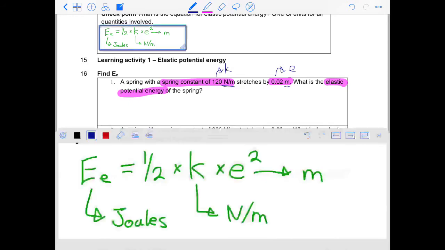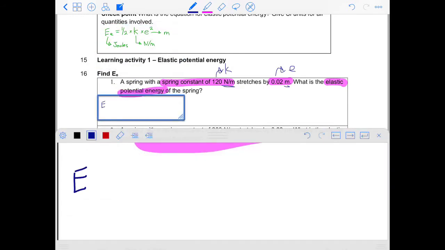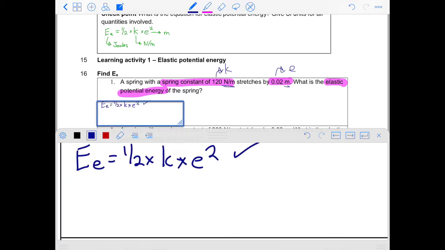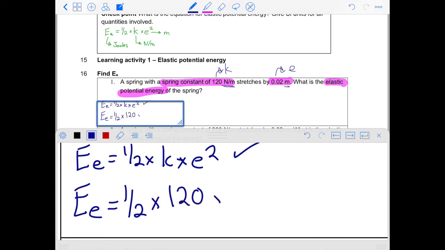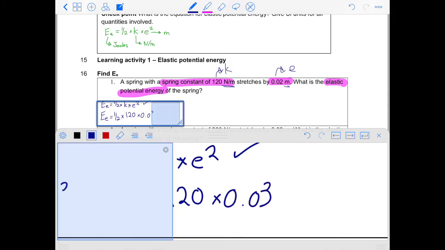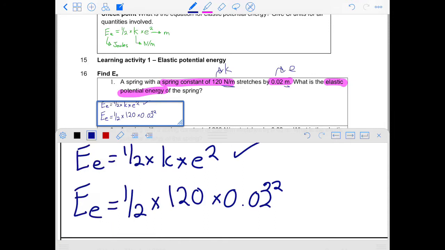So I know, step 1, write down my formula. Elastic potential energy equals 1/2 times spring constant times extension squared. So step 1, done, 1 mark. Step 2, plug in my values. My elastic potential energy, I don't know that, that's what I'm finding, so I just write that down. Equals 1/2, that's a number, times my spring constant, 120, in newtons per meter, times 0.02 squared. You can write this as 0.5 if you like, to make that easier for you to remember. So that's my formula there.